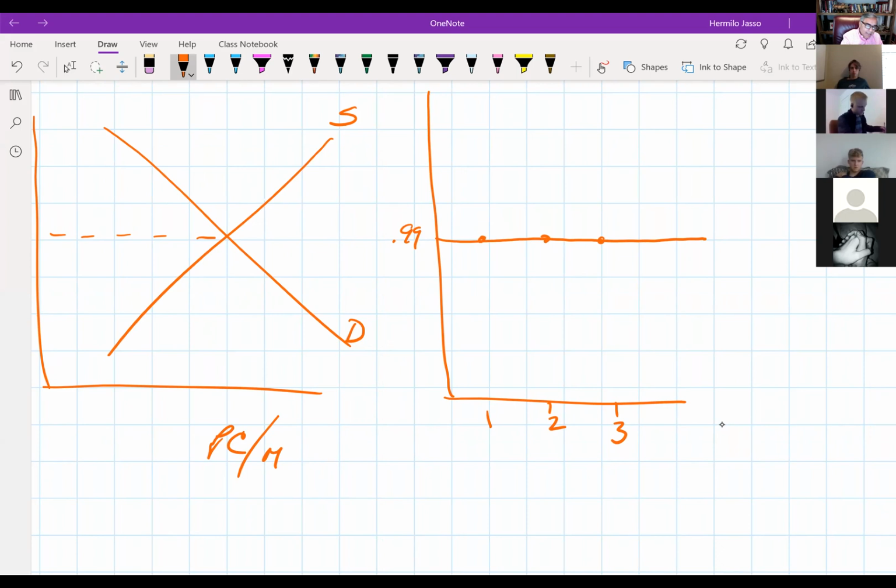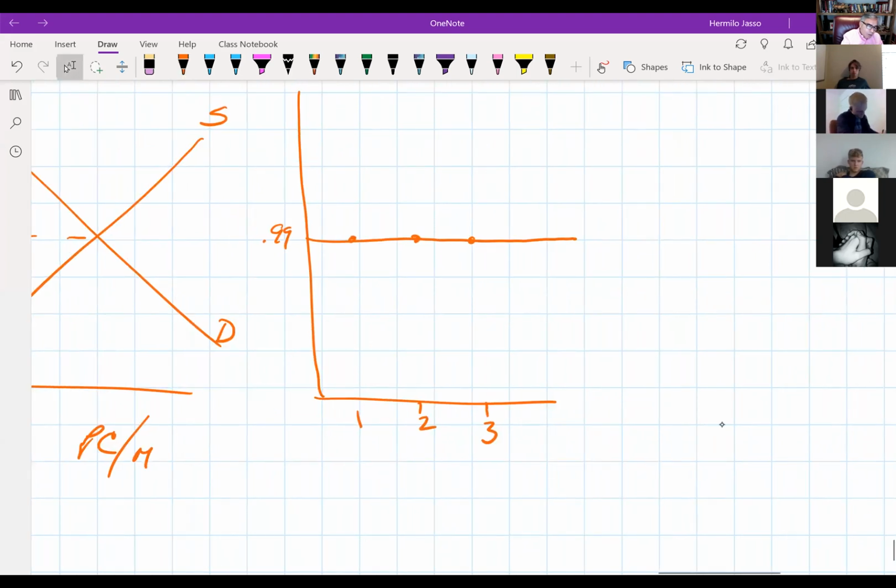And as you can see, the selling price becomes the marginal revenue, the additional revenue they're going to get. If they sell 1, they get 99 cents. They sell another one, they get 99 cents. Another one, they get 99 cents. These companies can sell as much as they can produce because their production in relation to the industry is very small.